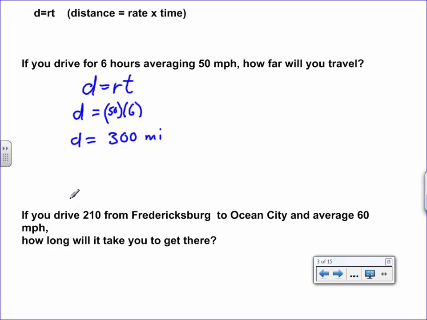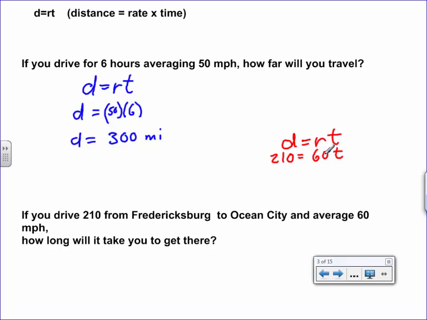Let's take a look at the next problem. If you drive 210 miles from Fredericksburg to Ocean City and average 60 miles per hour, how long will it take you to get there? Let's see what they gave us in this problem. Again, you're using D equals RT. You drive 210 miles, so they gave us D. And 60 miles per hour, speed is a rate. So they gave us the 60. And what we want to find is T.